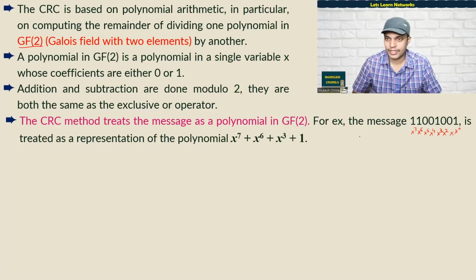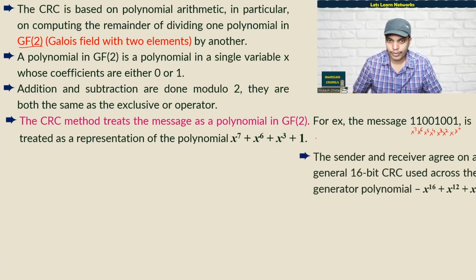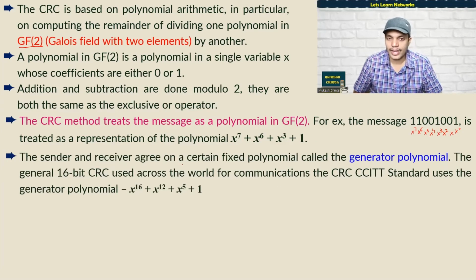CRC usually treats the message and the generator polynomial in this particular way. The sender and receiver agree on a certain fixed polynomial called the generator polynomial. I've been telling you the same binary divisor should be used at the receiver also. There are certain polynomials which are standardized for data communication. Towards the end of this video, I'll show you those polynomials, which we call generator polynomials. The general 16-bit CRC used across the world for communications, which we also call the CRC CCITT standard, uses the generator polynomial x power 16 plus x power 12 plus x power 5 plus 1. This is the most commonly used 16-bit generator polynomial.